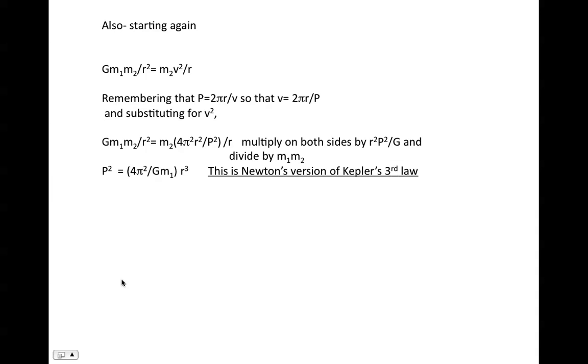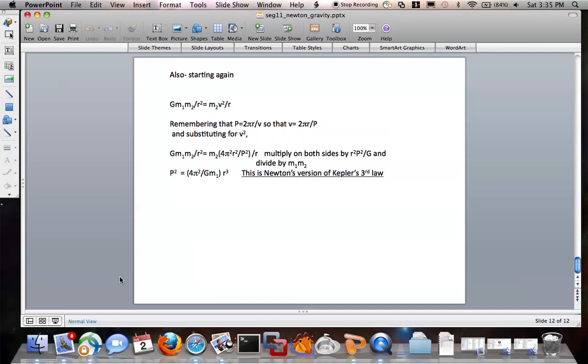We can also start again and show a way to derive Kepler's third law from Newton's laws. So starting again with that same equality of the forces, that the gravitational force G m m over r squared is equal to the force needed to make something go in a circle, m2 v squared over r. And again, using the same substitution, that the period is 2 pi r, the circumference of an orbit, divided by v, the velocity along the orbit. So we can turn this around, and we have v is equal to 2 pi r over P.